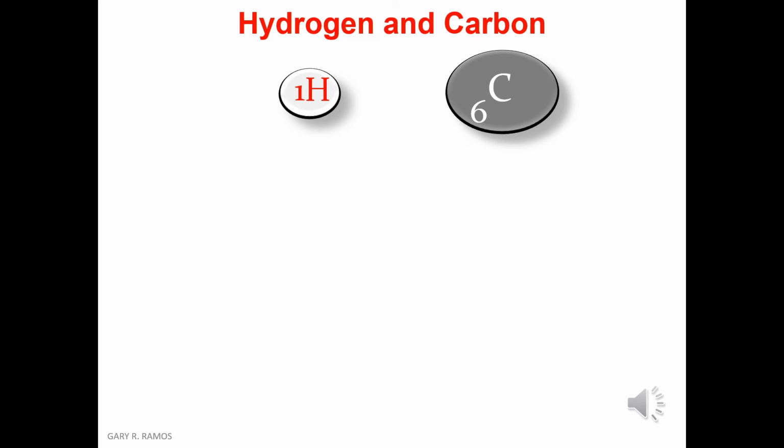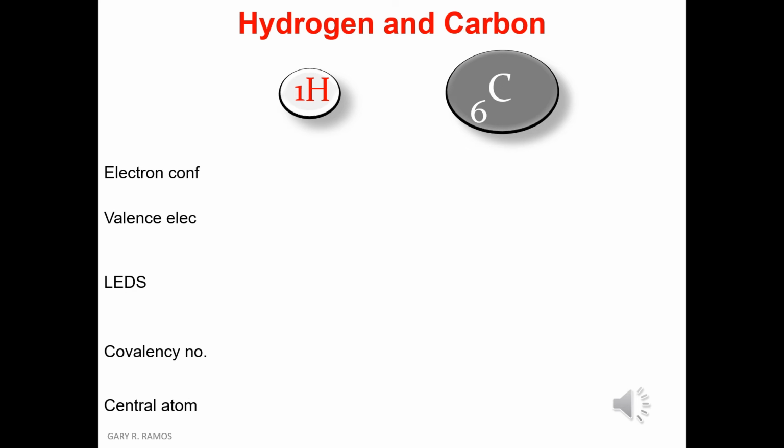So let us have another example. This time, let us identify how hydrogen and carbon form covalent bonding. So let us first solve the electron configuration, the valence electron, the Lewis structure, covalency number, and the central atom. The electron configuration of hydrogen is 1s1, while the electron configuration of carbon is 1s2, 2s2, 2p2.